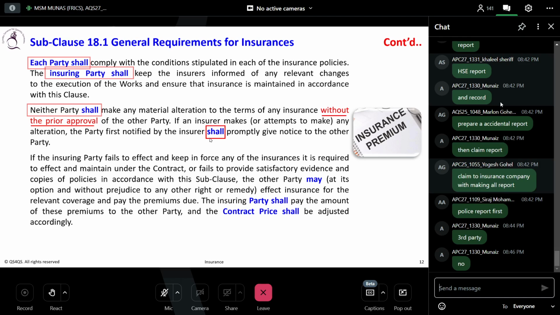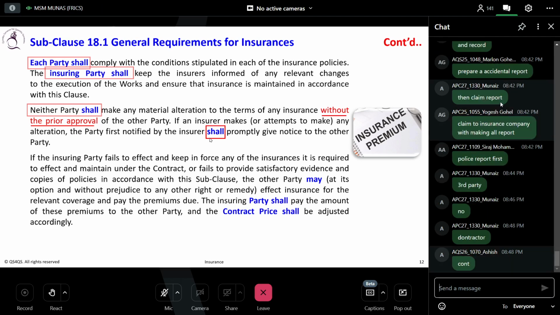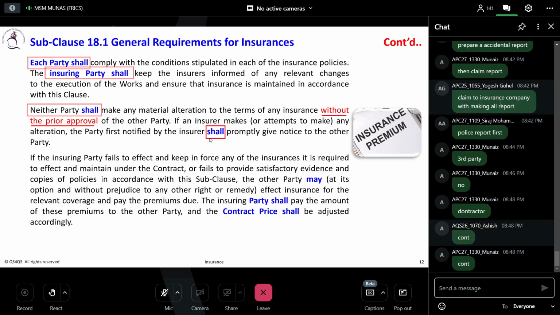The contractor. So once the contractor gets the information, then he needs to give the information to the employer, or vice versa. If the employer is the insuring party, and the insurance company gives the notice to them, then the employer must give the notice or information to the contractor. All parties to the contract.